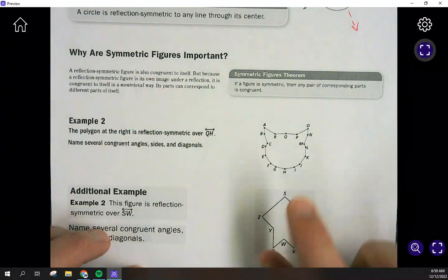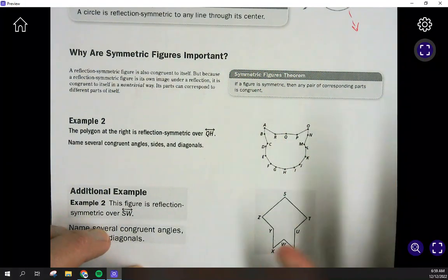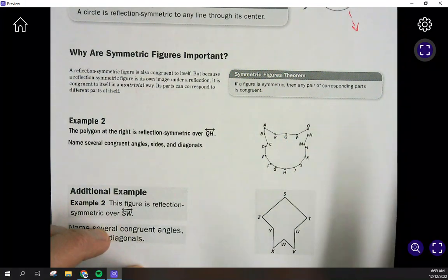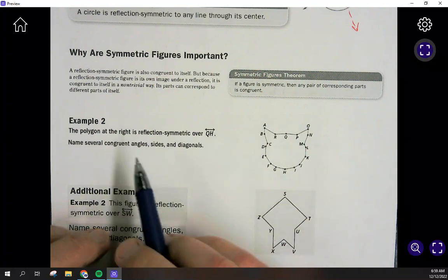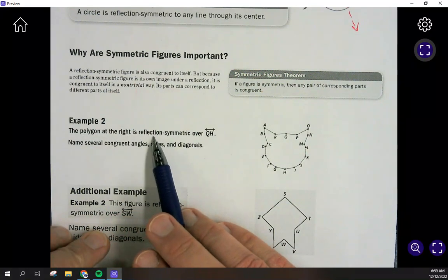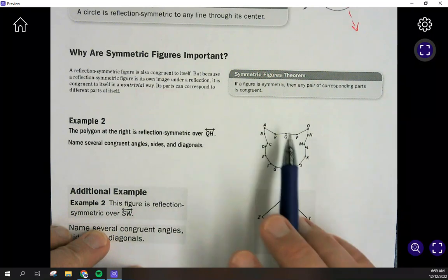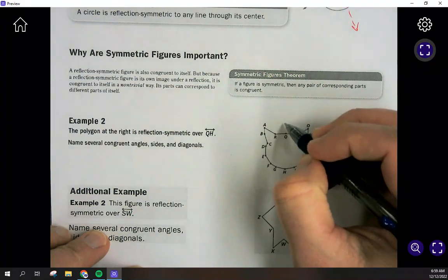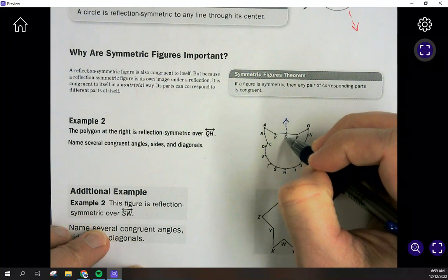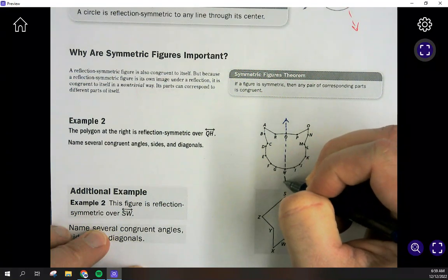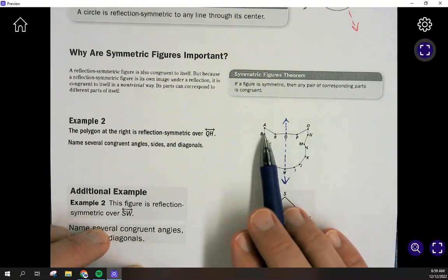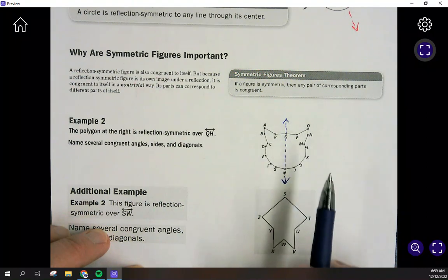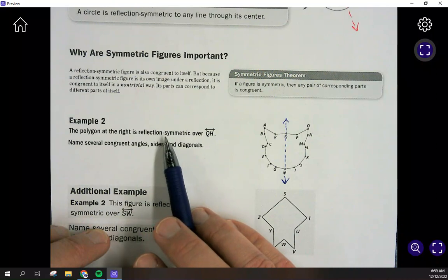So here's example number 2. I've got this shape, kind of looks like a cat, dog, who knows, but this is symmetric. And then they tell you the polygon at the right is reflection symmetric over line QH. So here's Q and H. If I draw that line through Q and through H, it perfectly cuts this shape in half. I can reflect over this line and I get the same shape. So that's what makes it reflection symmetric.